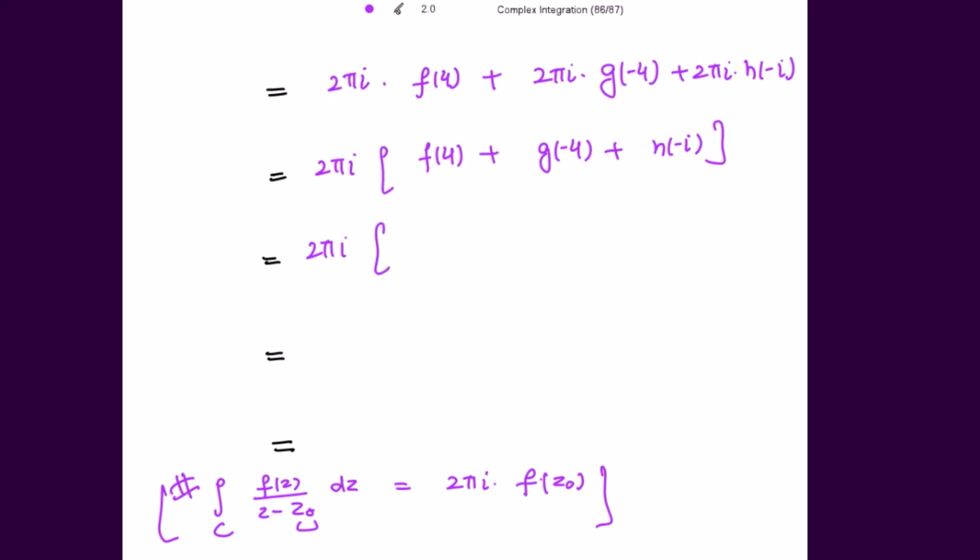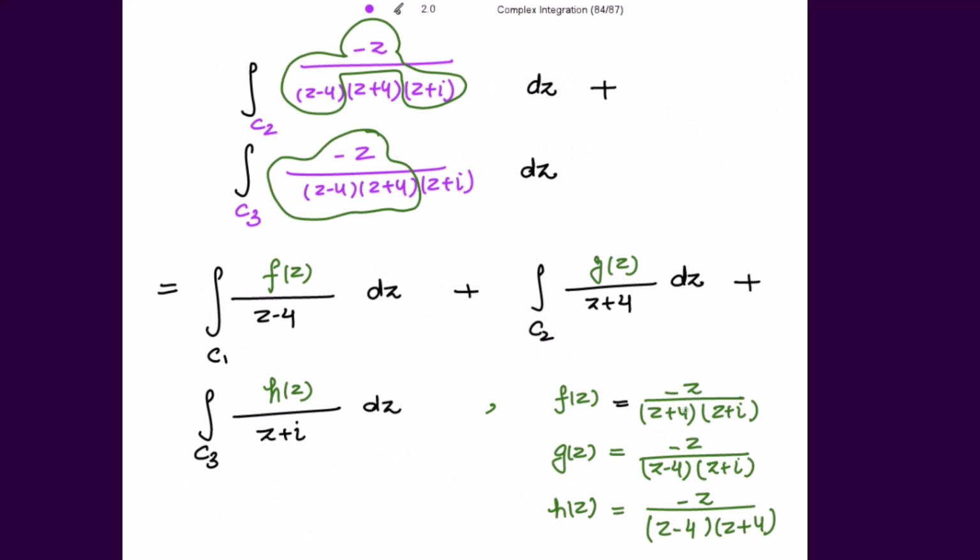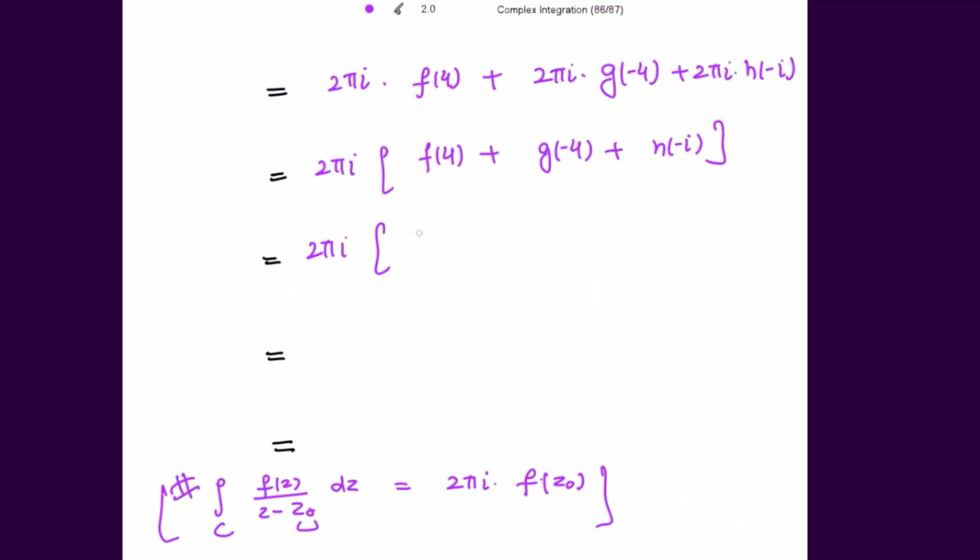We just need to put the values of z. Okay, what is f of 4? F of z is minus z over z plus 4 into z plus iota. So f of 4 is equal to minus 4 over 4 plus 4, that is 8, into 4 plus iota. So writing this value over here, this is minus 4 over 8 into 4 plus iota, and I'm also rationalizing this: 4 minus iota over 4 minus iota, plus, okay, what is g of minus 4?